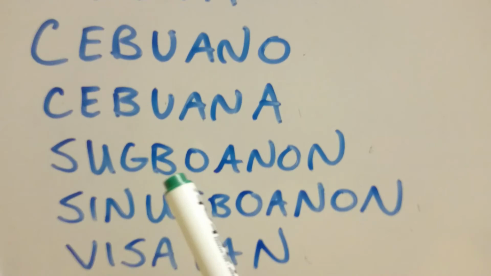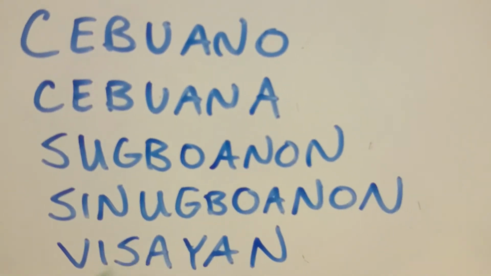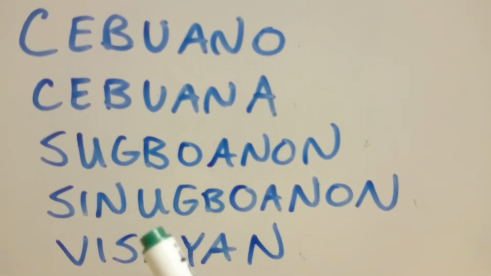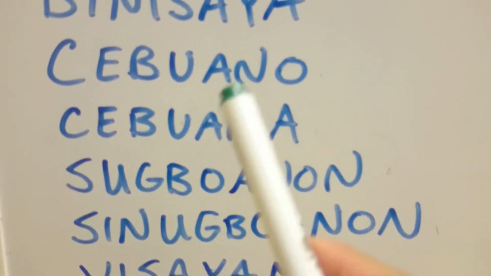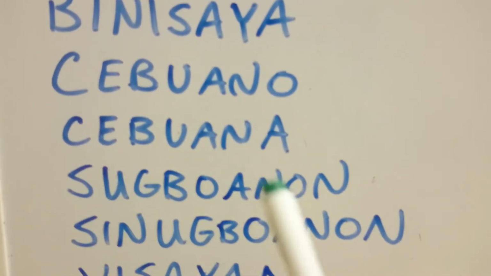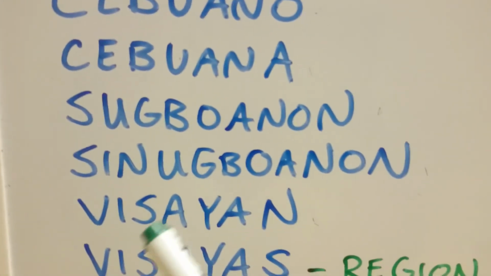Consequently, the next one, Sinugbuanon, has that infix, so we know now that this changes Sugbuanon to Sinugbuanon, and Sinugbuanon is the name of the language, Cebuano. So Sinugbuanon is the Cebuano word for the Cebuano language. But notice, Sugbuanon is someone from Sugbu, whereas Sinugbuanon is the language from Sugbu. And the last few ones is Visayan.